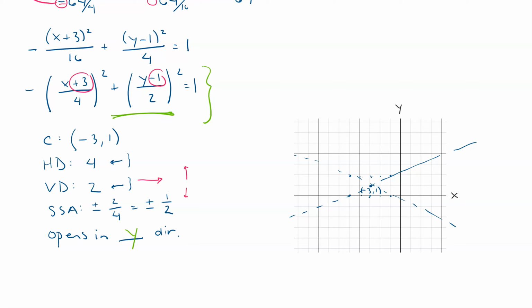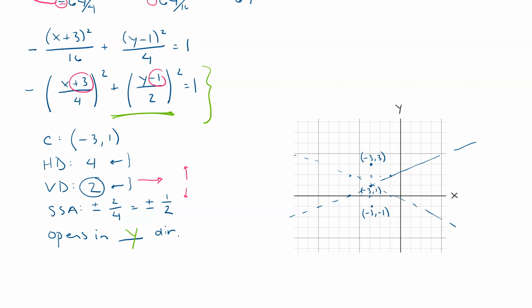So from the center, I'm going to move the vertical displacement, 2. I'm going to go up 2, put a point there. I'm going to go down 2, put a point there. And I'm going to label both of those points. I was at -3, 1, but I went up 2, so I'm now at -3, 3. And I went down 2, so I'm at -3, -1.